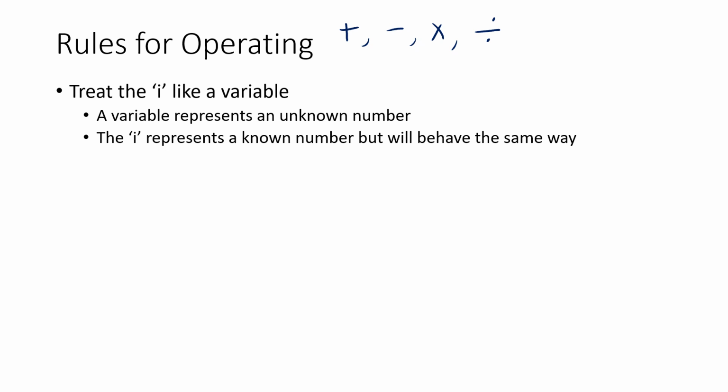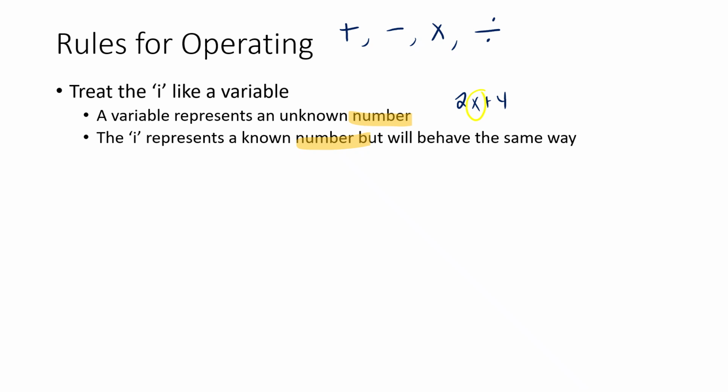Now, a variable like x or y represents an unknown number, okay? But remember that in an expression like 2x plus 4, the x does indeed represent a number. We just don't know what it is, and we hold the position with a letter. The i represents a known number, but the key piece is that it still represents a number. And because it still represents a number, it behaves the same way. It doesn't matter whether the number is known or unknown.